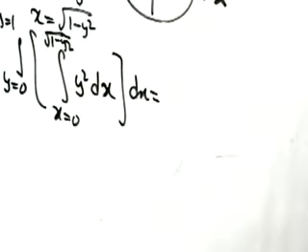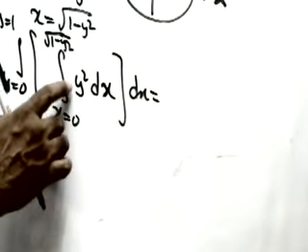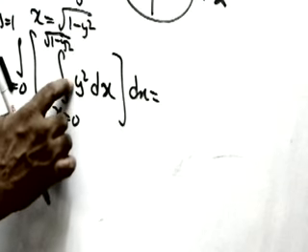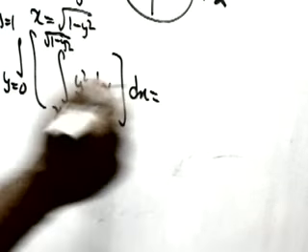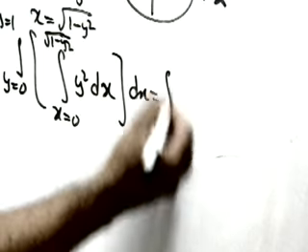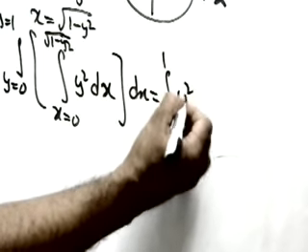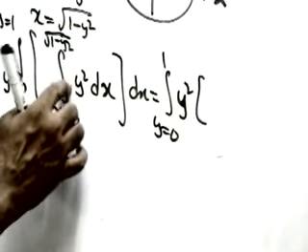Now we have to integrate with respect to dx, but we don't have x here. So we must suppose 1. Integration of 1 is x, so we will get x here. Even you can write y square outside. I'm writing like this: y equals 0 to 1. You write y square outside.